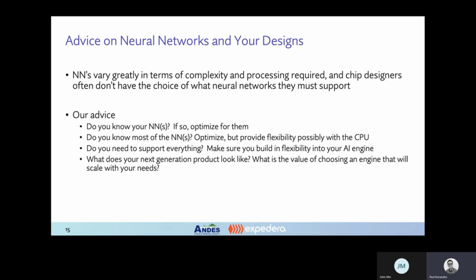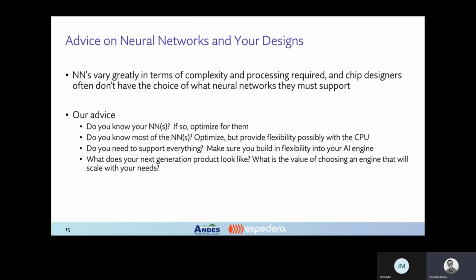We saw the complexity and the processing required in an earlier slide when we looked at the 5 different examples. But to be fair, chip designers often don't have the choice of what neural networks they must support. The data scientists, the machine learning scientists, often in completely different parts of engineering, are the people that are determining the best neural networks to run for the desired application and placing that burden on the chip designer to support the network or networks and the level of complexity that those entail.